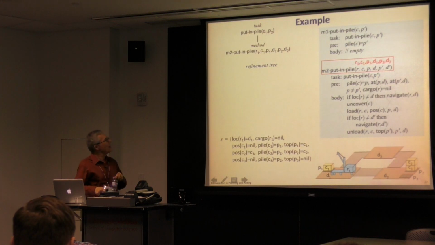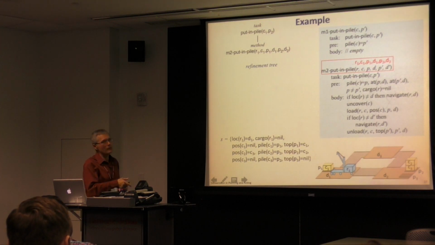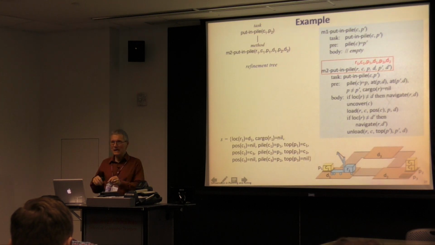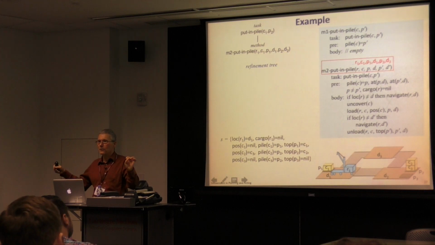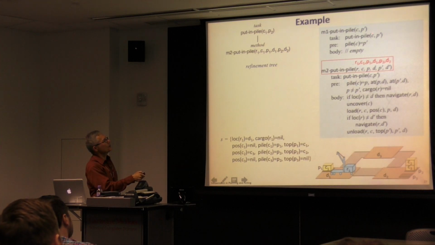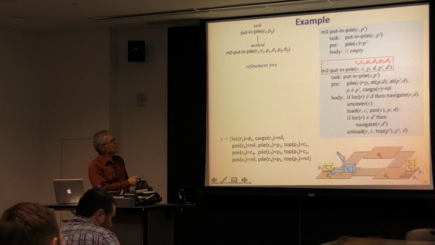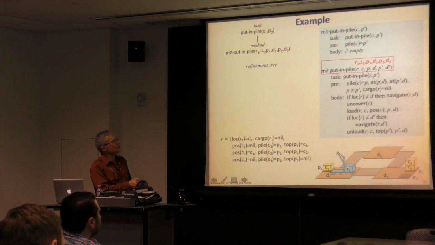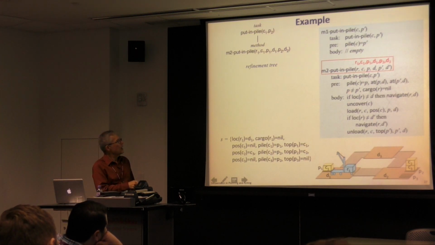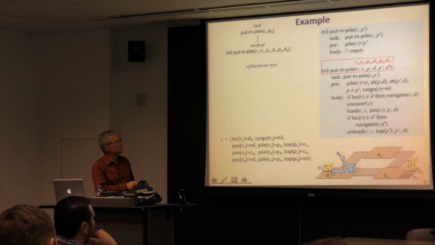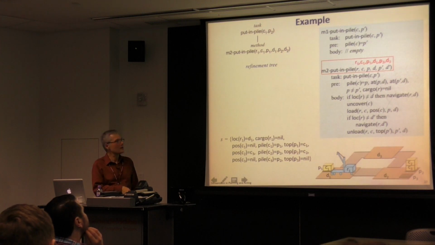We have two methods for putting something into a pile. One of them is the method that you use if the thing you're trying to accomplish is already true. If we're trying to put this container into this pile, and if this container is already in the pile, then we don't want to do anything. Okay? Another method for the case where the container is not already in the pile, and in that case, you need to know what pile it's in, etc. And you need to have your robot not carrying anything already.